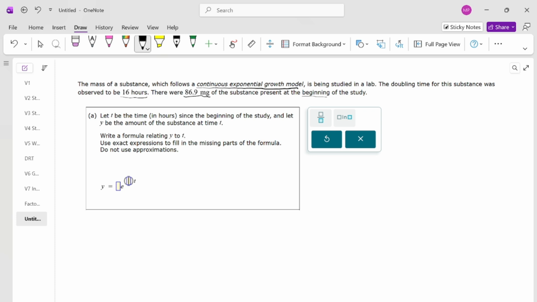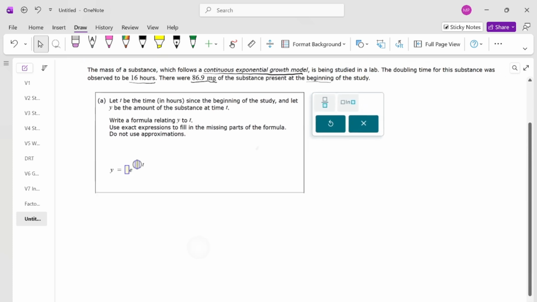Okay, so for our question, we have: let T be the time in hours since the beginning of the study, and let Y be the amount of the substance at time T. Write a formula relating Y to T. Use exact expressions to fill in the missing parts of the formula, and do not use approximations.